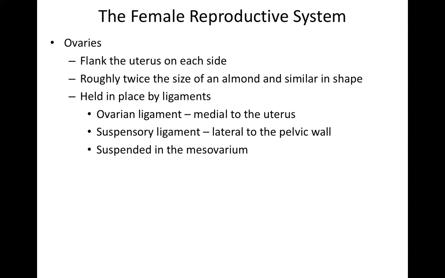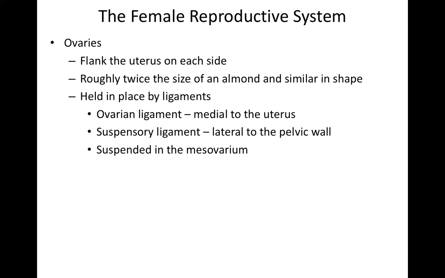The ovaries are held in place by ligaments. And so, in fact, we're going to find out that the entire female reproductive system is held in place by ligaments. The ovaries are not attached to the uterine tubes, therefore it's really important that these ligaments hold them in place. So we have an ovarian ligament that runs from the ovary medial to the uterus. We have a suspensory ligament that comes down from the pelvic wall on the lateral sides and brings in the blood and nerve and lymphatic supply to the ovary.